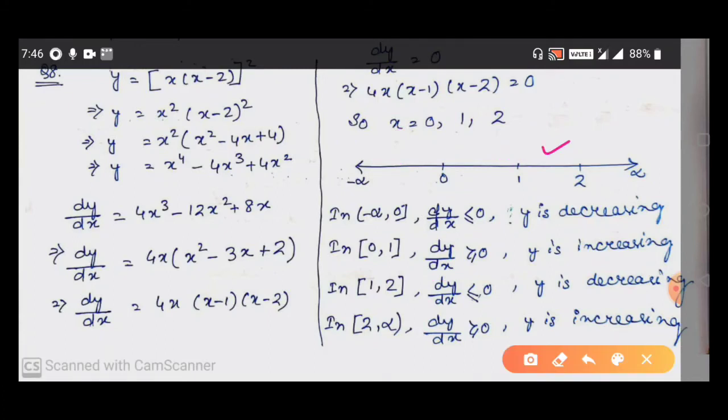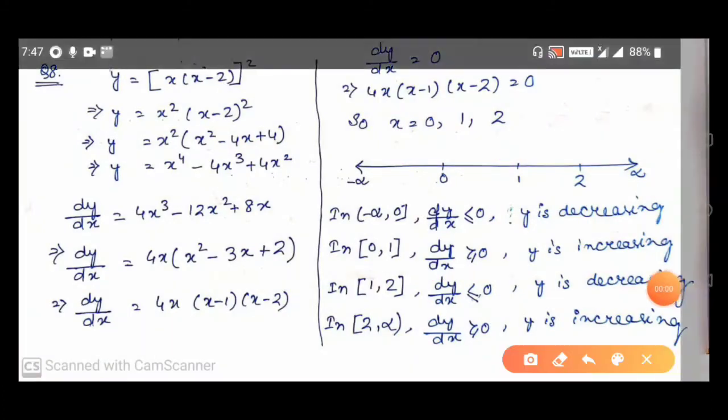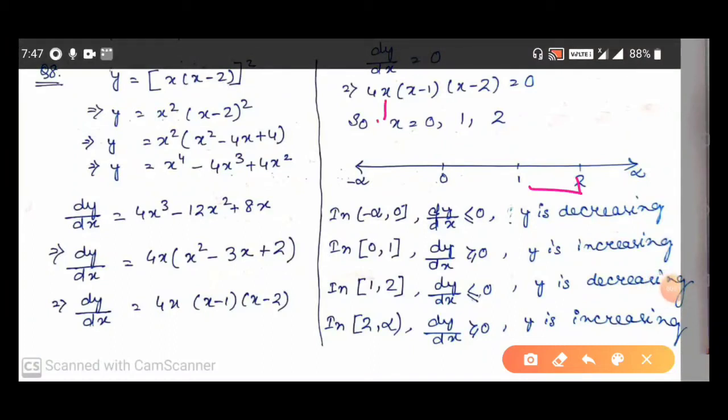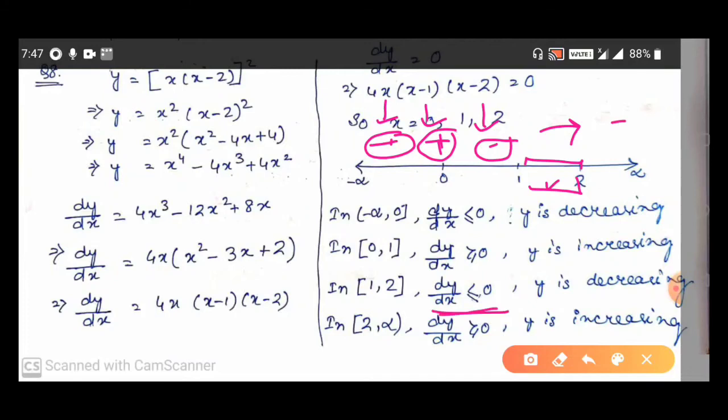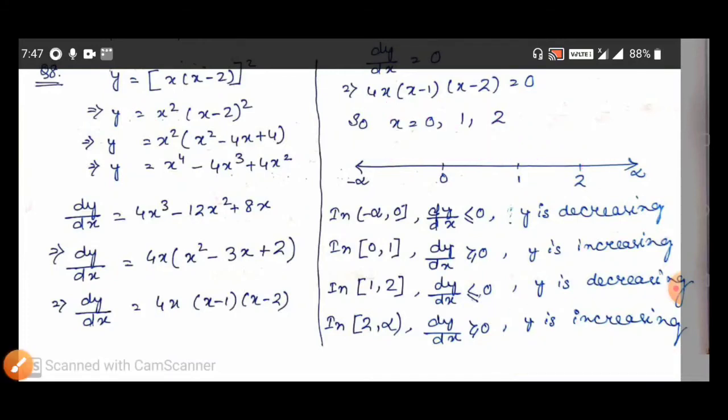For the interval 1 to 2, in this interval x will be positive because it is greater than 1 and less than 2. X minus 1 will be positive because the values of x in this interval are greater than 1, and the values of x in this interval are less than 2, so this part will become negative. So positive into positive is positive, positive into negative is negative. That means dy by dx is less than 0, so y is decreasing.